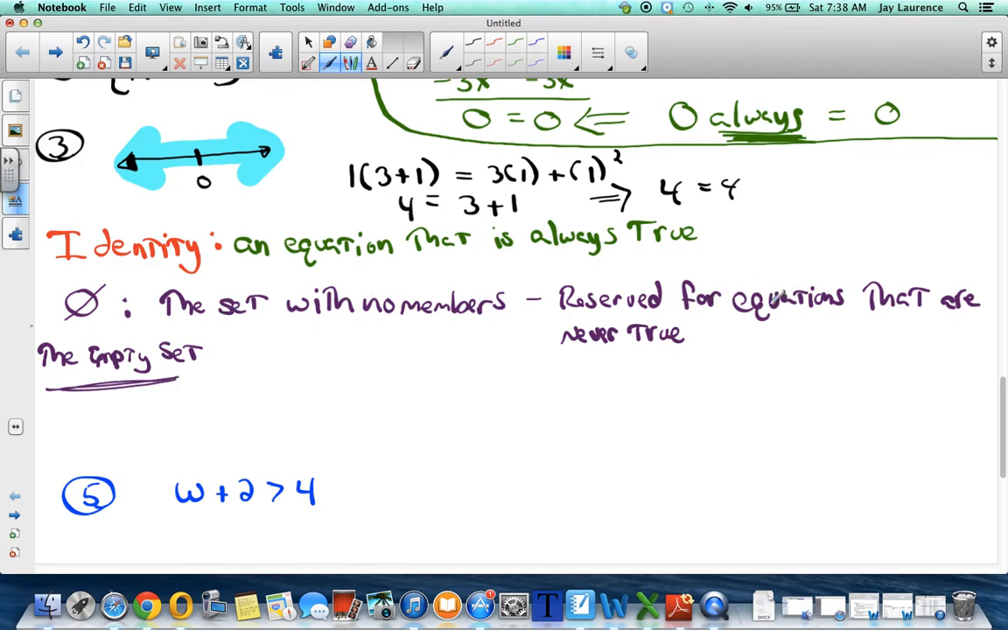It's reserved for equations that are never true. So if you ran into an equation that could never, ever have a solution, it would be the empty set. And yes, we will run into them. See if you could make one up. Show it to me in class tomorrow.